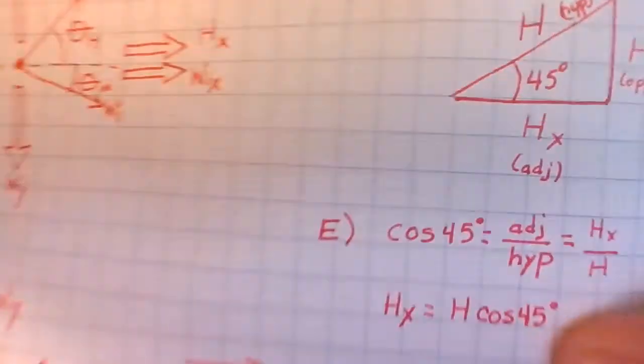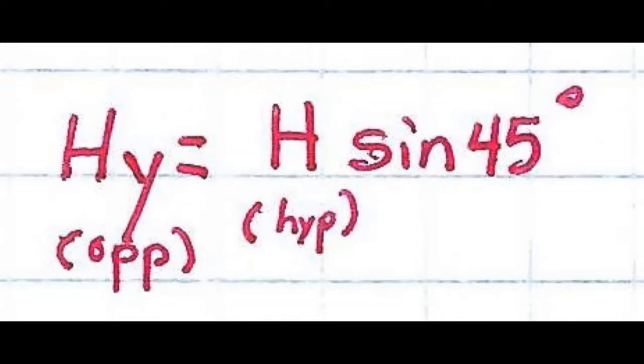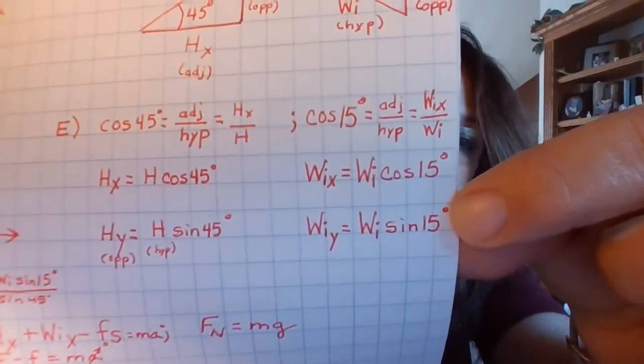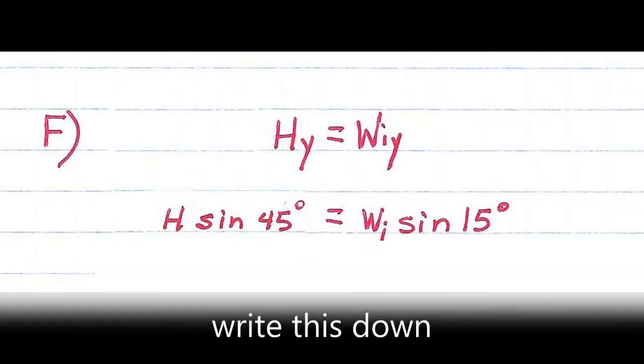What does Hy equal? We know that from this trig function. So we write that underneath there. Then we write equals, and instead of writing equals Wy, we write equals the equation that Wy equals. Right here. So that should, do you understand that?